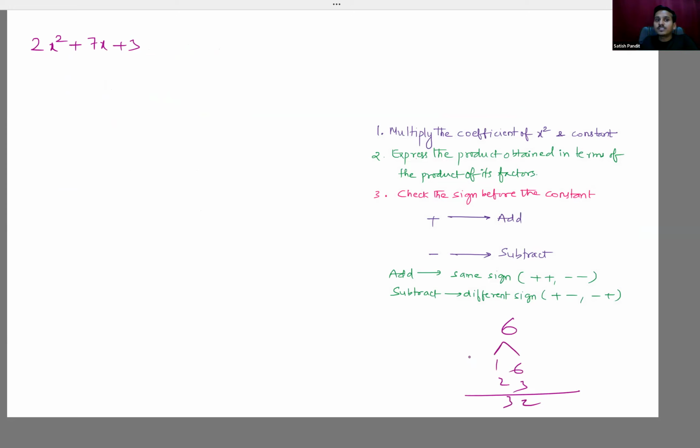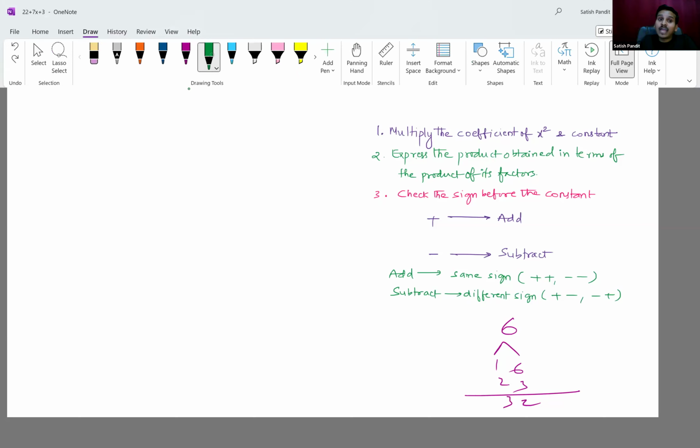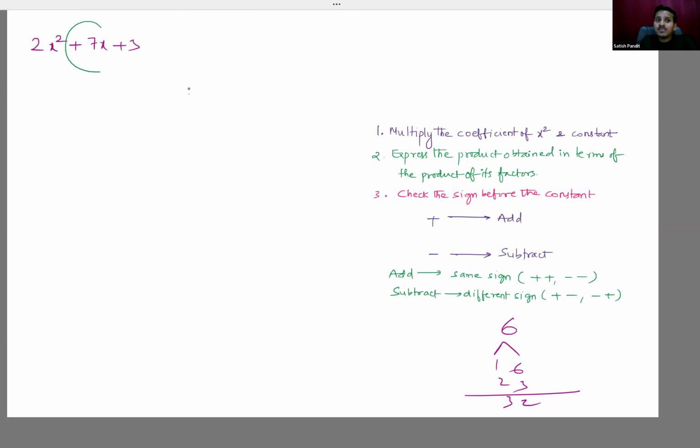We stop. We check the sign before the constant. It is plus. That means we should add to get plus 7. See, add means same sign. And since you want positive answer, both should be plus plus. Now, which pair will you add to get plus 7? Obviously 1 and 6, right? Because 2 and 3 will only give 5.